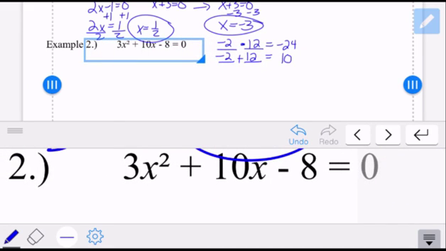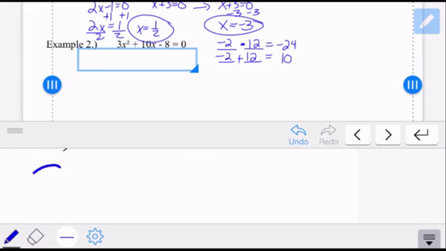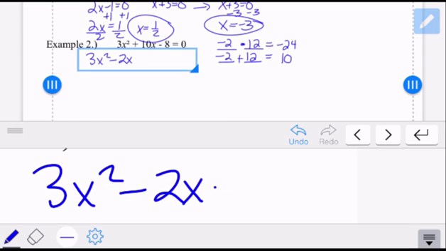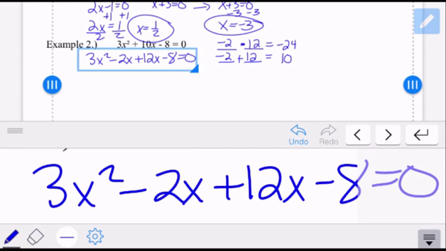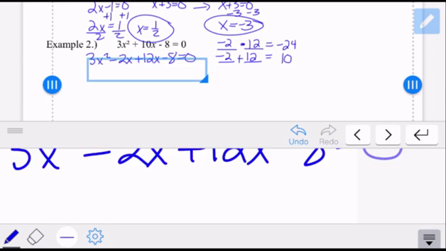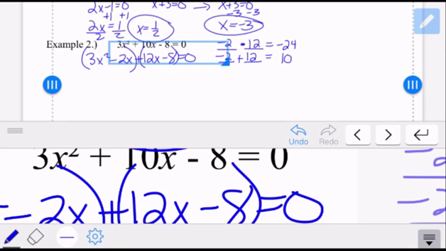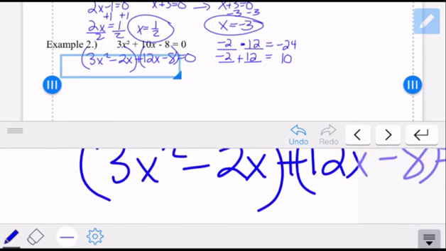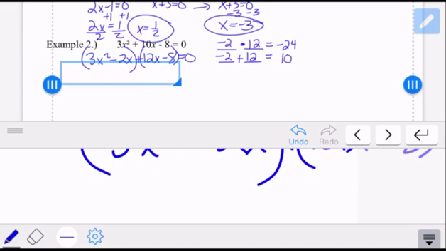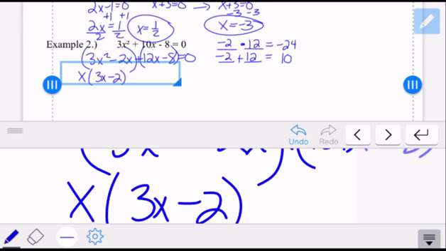So again, we split up that middle term. We keep the 3x squared, and then we're going to have minus 2x plus 12x minus 8, and still equal to 0. And then we group. So I group the first two together, the last two together. Out of the first group, well, nothing in common with the 3 and the 2, but they both have an x, so we take the x out, leaving us with 3x minus 2.